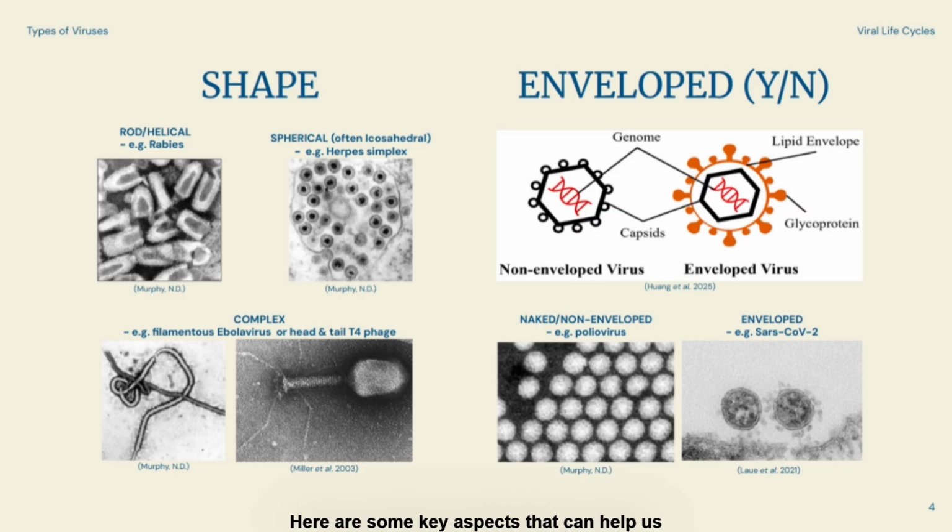Here are some key aspects that can help us characterize how we think about a virus. First of all, what is the specific shape of an individual virion or virus particle? The three main categories that we can use are usually helical, also called rod-shaped, like the rabies virus, or spherical, like the herpes simplex viruses, and a broad category called complex, including filamentous viruses such as Ebola, or bacteriophages, which are known for their head and tail spider-like appearance, but can include other diverse shapes.